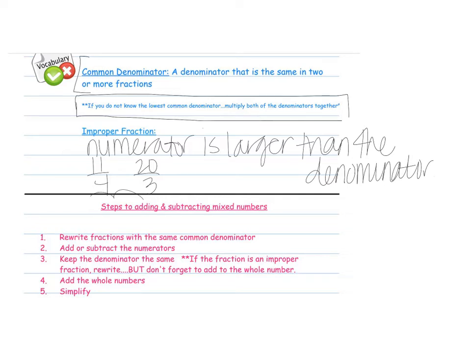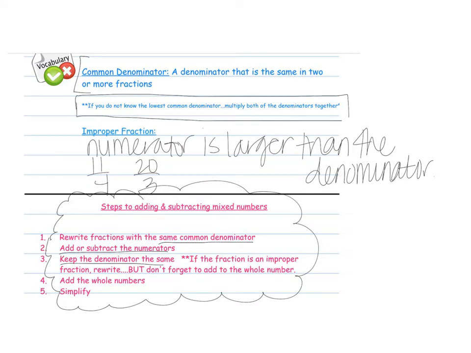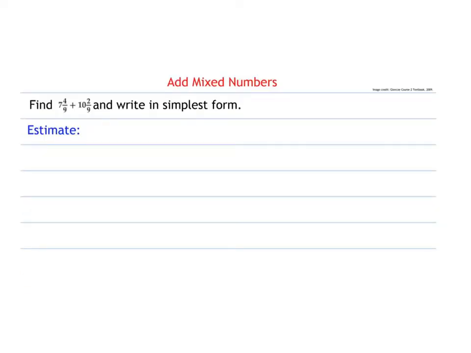When we add and subtract mixed numbers, it is very much the same as adding and subtracting fractions. We want to first rewrite the fractions with the same common denominator. We add or subtract the numerators, keep the denominator the same. If the fraction is an improper fraction, we need to rewrite, but we can't forget to add the whole numbers. Then we add the whole numbers and we simplify. So let's do some for practice. Find 7 and 4/9 plus 10 and 2/9 and write in simplest form.